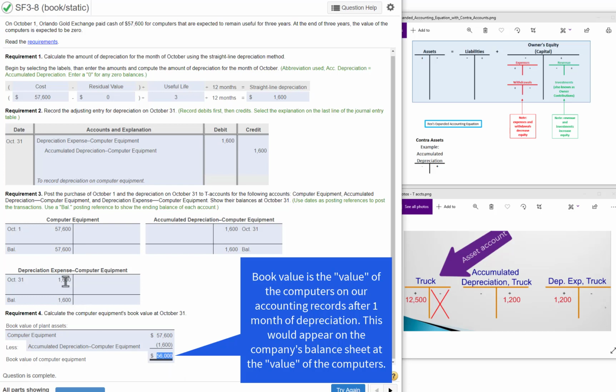And then another reason for recording depreciation: we can take the expense, depreciation expense, and put this on our income statement, and this will lower our profit so that it will save us some money in taxes. And that's it.